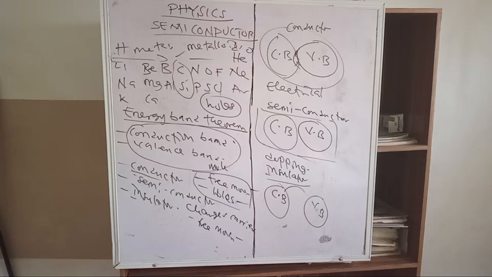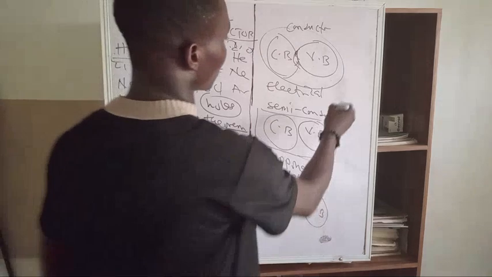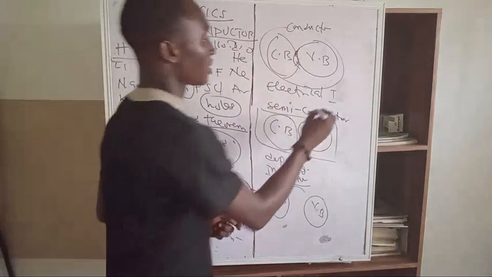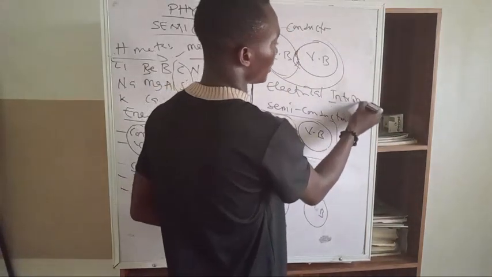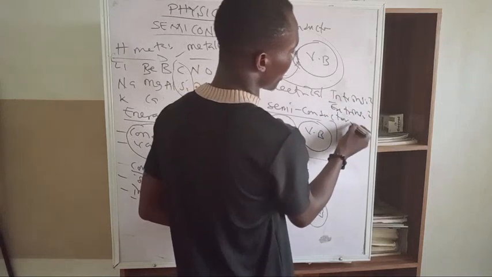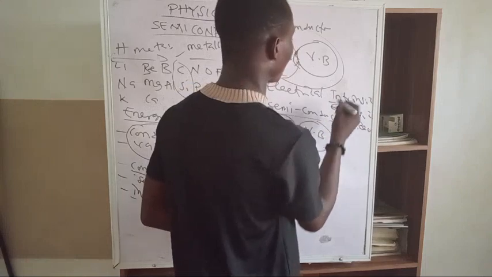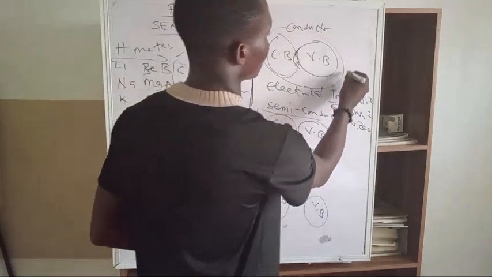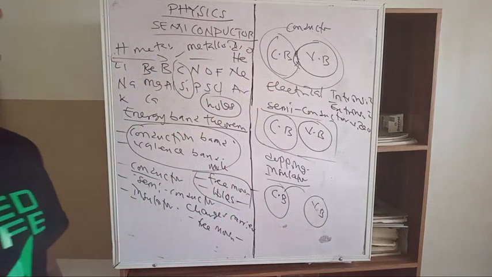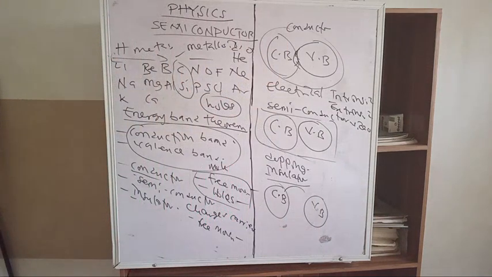So there are two types of semiconductor. Quickly, there's what we call intrinsic semiconductor, and there's what we call extrinsic semiconductor. In the next video, we're going to talk more on that. These are the two types of semiconductor: intrinsic and extrinsic. We'll do the analysis on that in the next video.